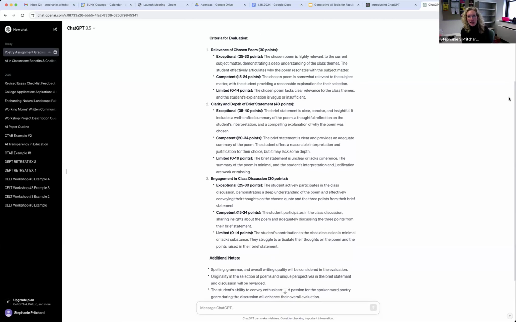Okay, and then this is what it came up with. So it has the relevance of the chosen poem, and then talks about the 3 levels: clarity and depth, engagement in class discussion, and that's the whole thing. Give everybody a moment to skim and then give me some reactions. Point totals and any criteria I've come up with.